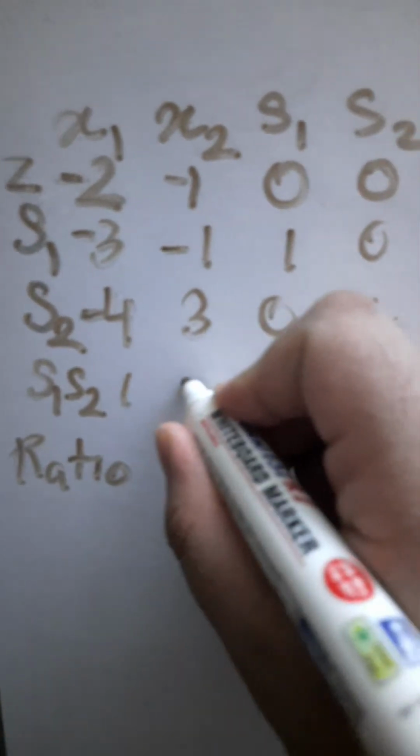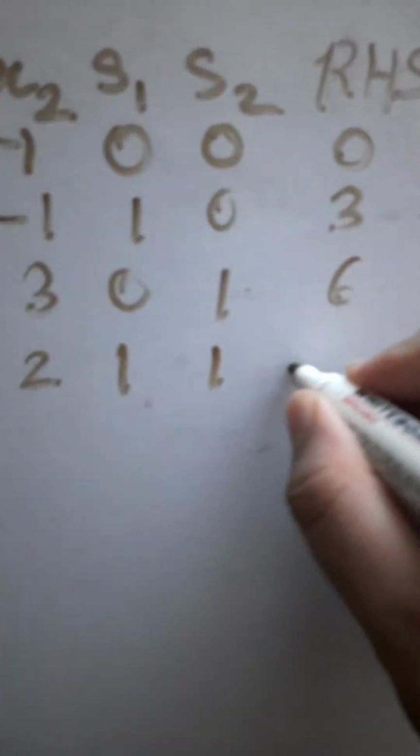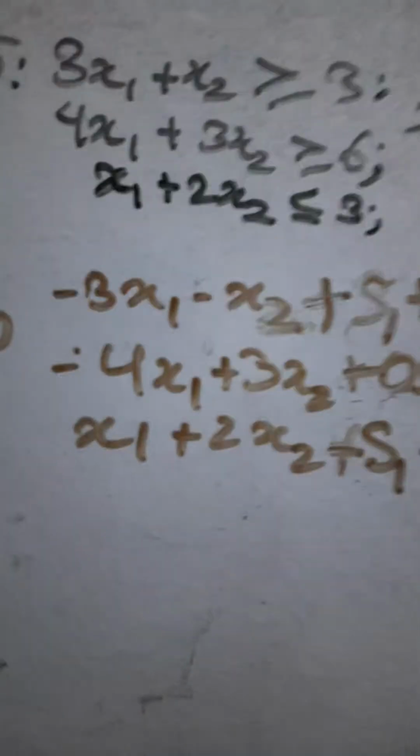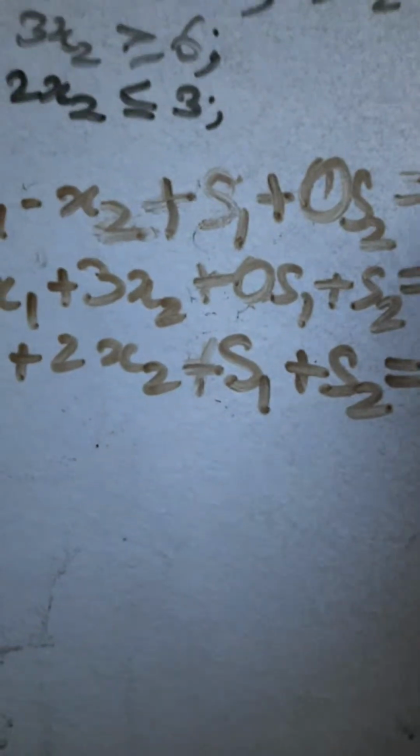In the third row, 1, 2, 1, 1, 3. Then we have to find the most negative RHS. Okay, since we multiplied by a negative sign here, the whole thing should have been negative. So this is not 3, this is -3.